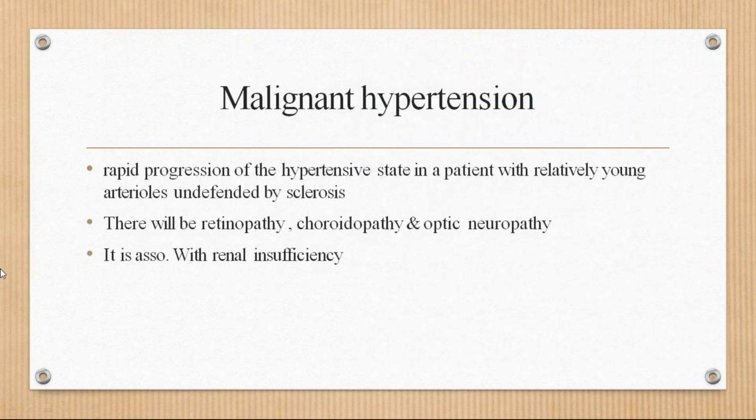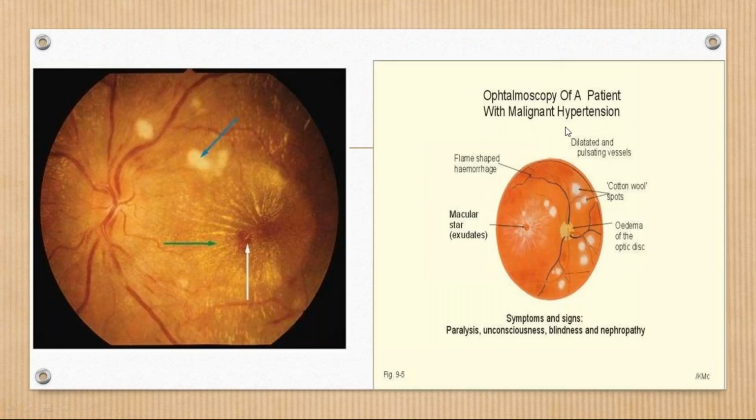Now coming to malignant hypertension, the second type, also called acute hypertension. There will be rapid progression of the hypertensive state in a patient with relatively young arterioles. In these patients, you can see retinopathy, choroidopathy, and optic neuropathy. All these things will be there. It is usually associated with renal diseases, there will be renal insufficiency. So here you can see malignant hypertension.